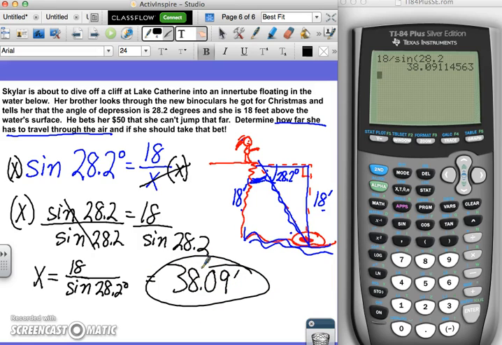38.09 feet. Well, I don't know about you, but that sounds like a long way to be turning around and jumping through the air. So I don't know, you'd have to make that call on whether she should make that bet or not. But using trig, at least we know how far she's got to go. So there we go. There is using trig, using angle of elevation and angle of depression, to solve some word problems.